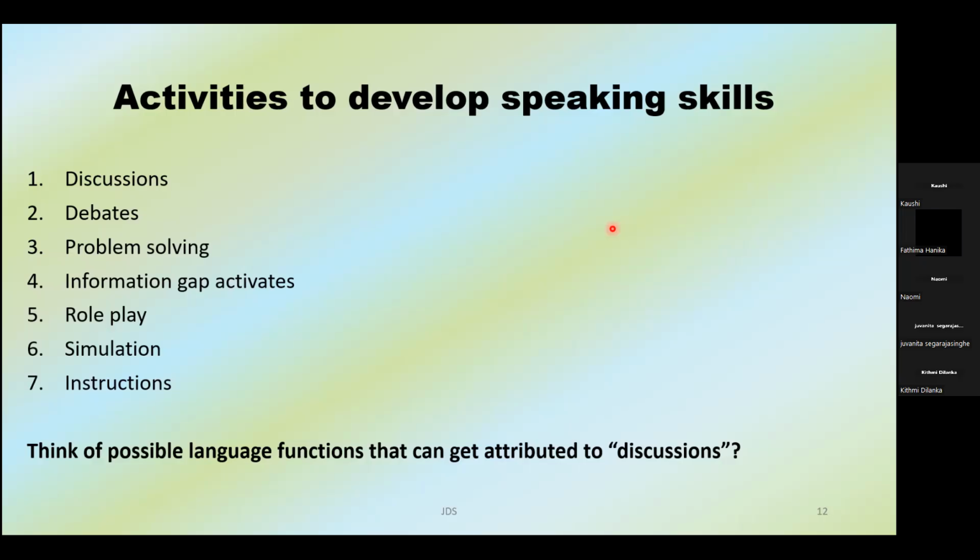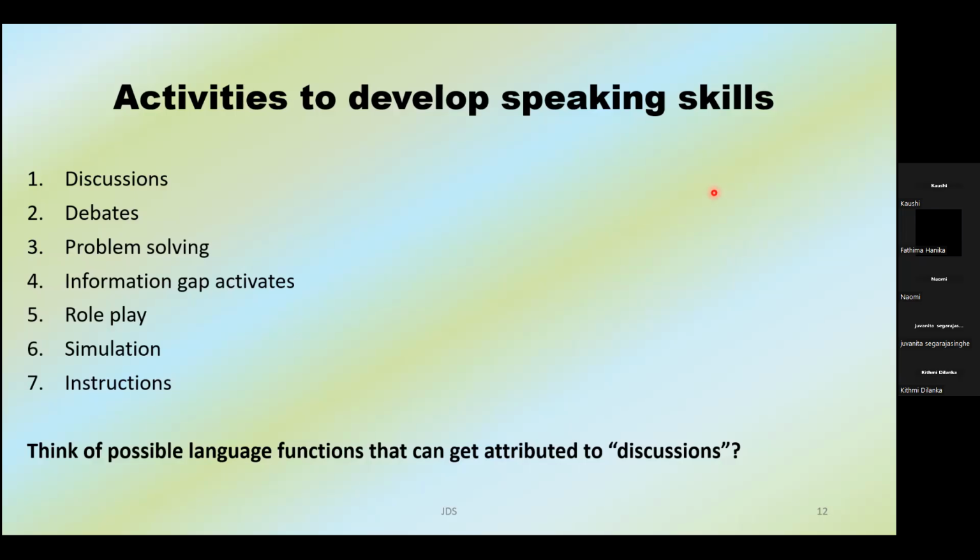Clarifications. Asking for clarification. If you don't understand the other person's opinion, you need to ask for clarification. So that becomes a part of the language function. Agree and disagree. Yeah, you can agree, you can disagree. Yeah, depends.